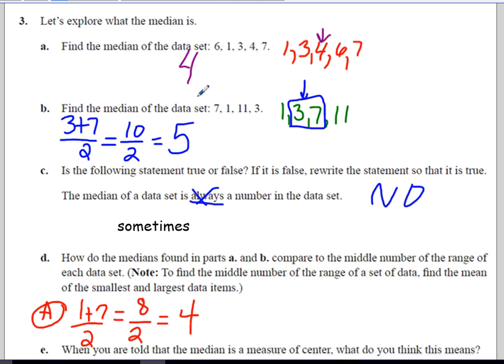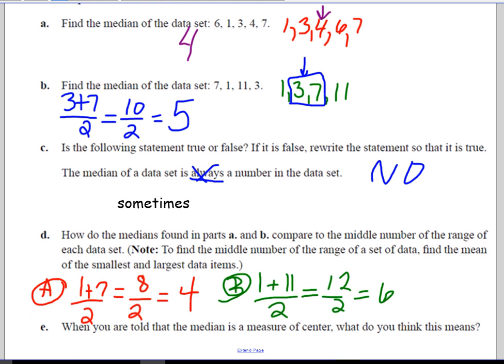But let's see what happens when we do set B. We have 1 plus 11, and then divide by 2 numbers. That will give us 12 divided by 2, which equals 6. So it's not the same as the median that we found last time. So sometimes it's the same and sometimes it is not.